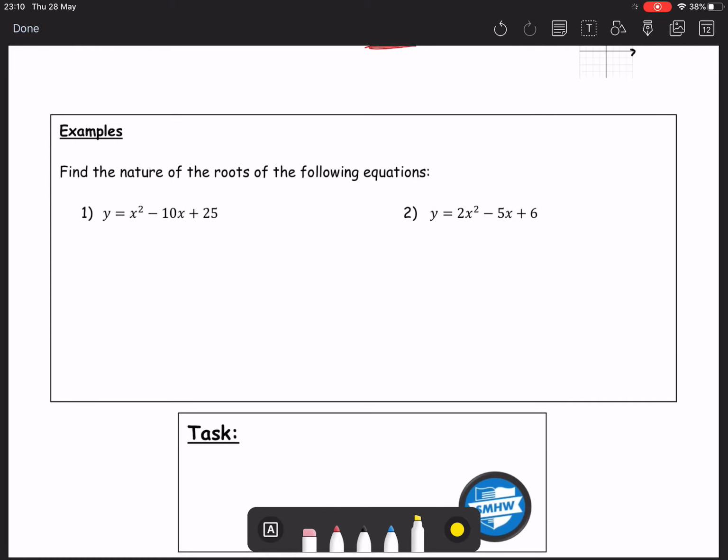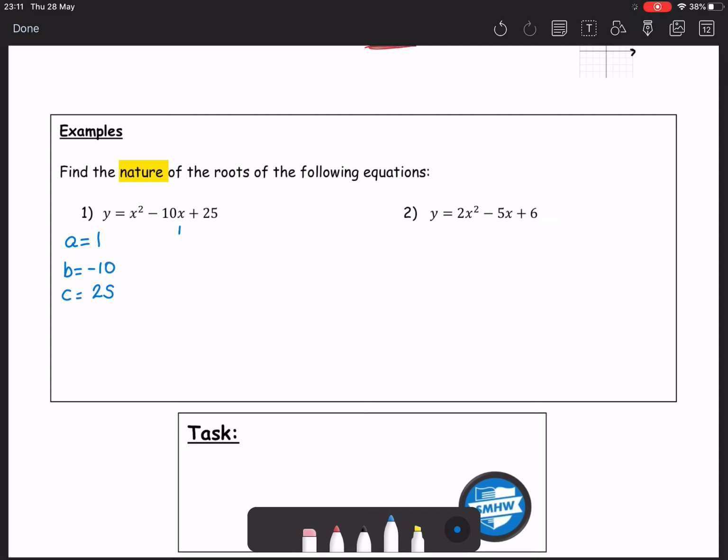Okay, so a typical question: find the nature of the roots. So what type of roots would it be? In this we work out our discriminant, and we have to communicate our answer accordingly. So our discriminant uses the coefficients of each of our terms. The number in front of x squared, in this case, is 1. In front of x there is not just 10 but minus 10, and our constant value c is 25.